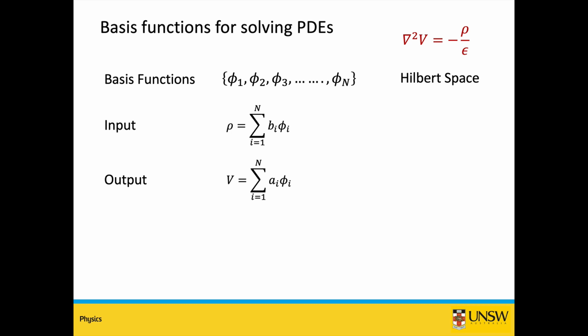Now what about the output variable? You can again write it as a linear combination in your basis set. In this case, the coefficients are given by a sub i. And because you don't know V, you also don't know these a sub i's. You of course know the phi sub i's. Those are your basis functions that you have chosen. Now if I plug this into the Poisson equation, the equation becomes something like this, shown here. The red color represents the variables that I have substituted.